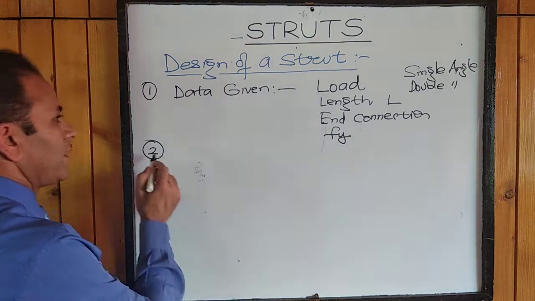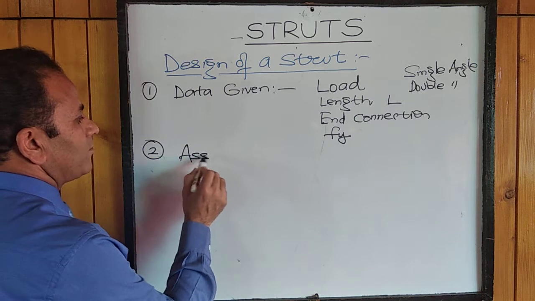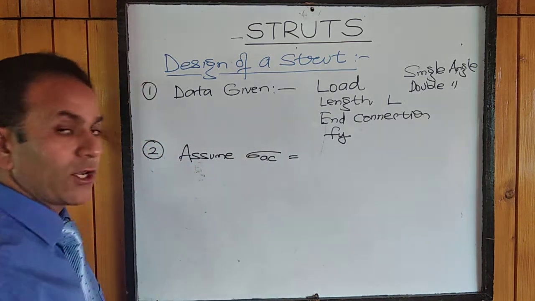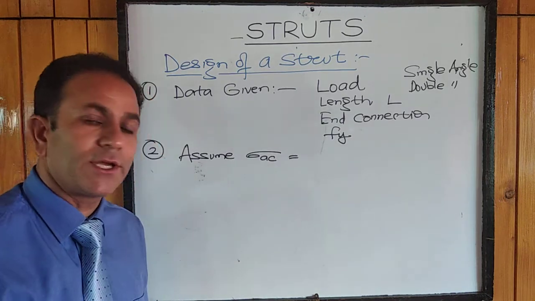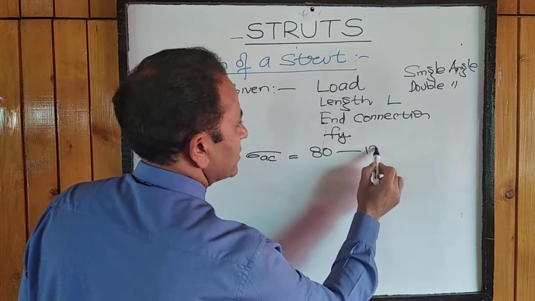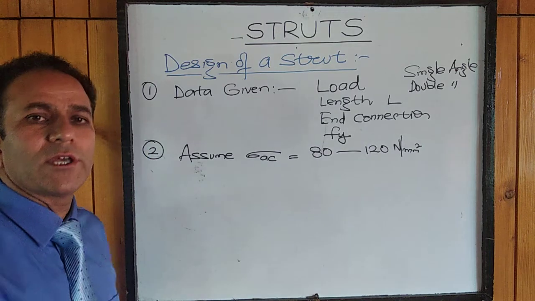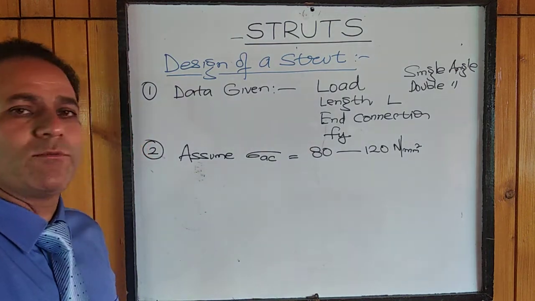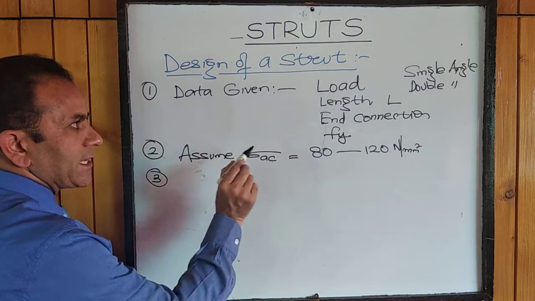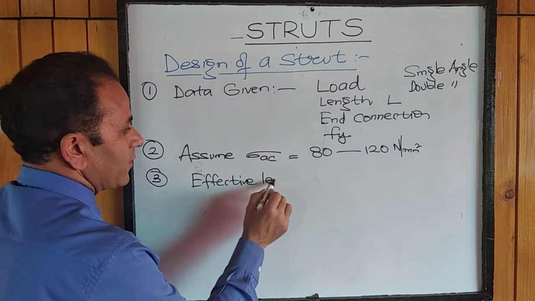Then in the second case, we will assume sigma AC initially, because we don't have this value and we need it to determine the gross area. We'll initially assume this value between 80 to 120 Newton per mm square, just to select a trial section so that we can go on and check that trial section. Then we may go for some other revisions as well. We'll also find for this case what the effective length parameter is.